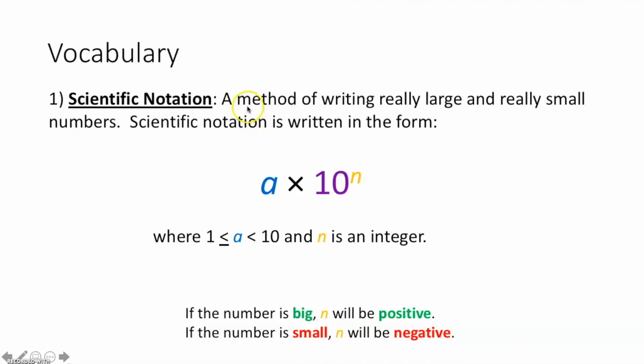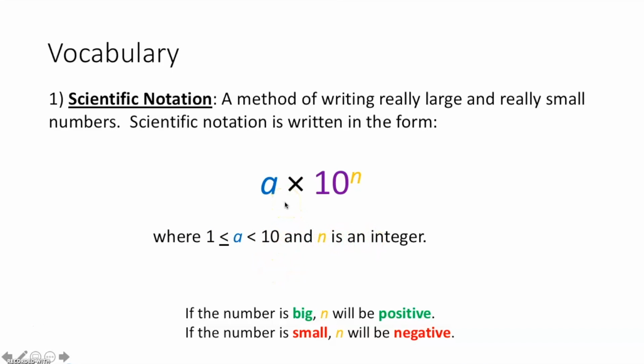First thing we're going to talk about is scientific notation. That's a method of writing really large and really small numbers. Scientific notation is written in the form a times 10 to the nth power, where 1 is less than or equal to a, which is less than 10, and n is an integer.